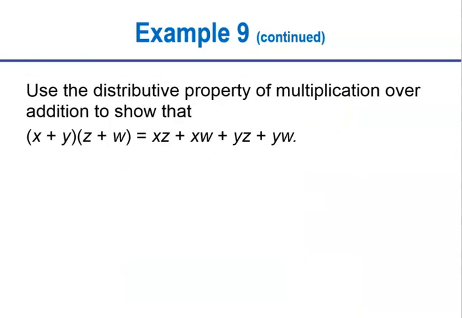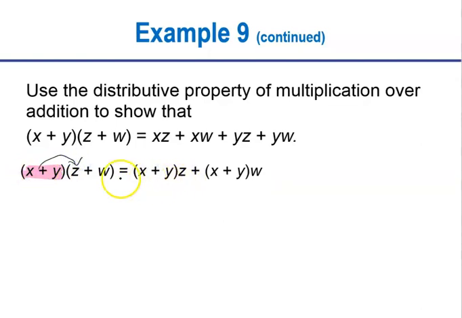Now, I did this before we did the rectangle thing, but I want to show you this one more time. So we want to use the distributive property of multiplication over addition to show that this is true. Okay? Now, I did it a little bit different this time. Notice this. If we take x plus y, the entire x plus y, and distribute that inside, it's going to be x plus y times z. That's what we have listed first. And then the entire x plus y times w. That's using the distributive property one time.